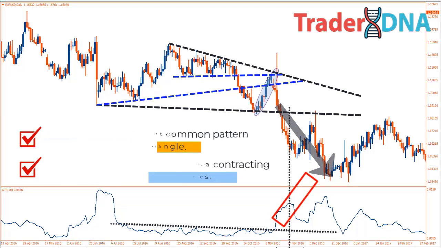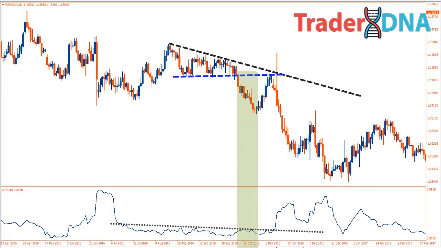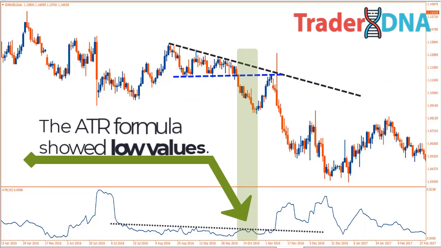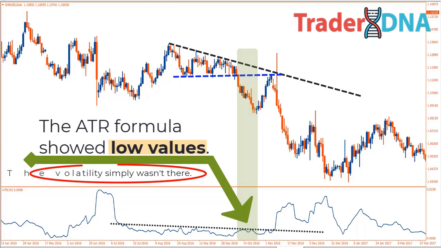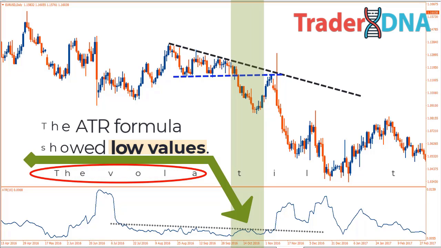In this case, the Euro United States dollar pair did move. However, the ATR formula showed low values. As such, the volatility simply wasn't there. Despite the pair moving in a 4,000 pips range, it was just a range. Nothing else. So, how do we know when the range will break?